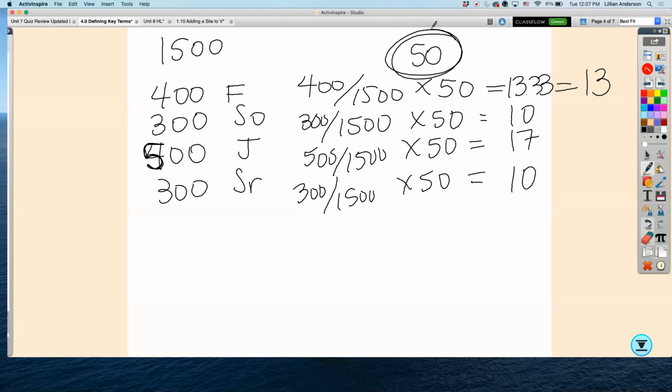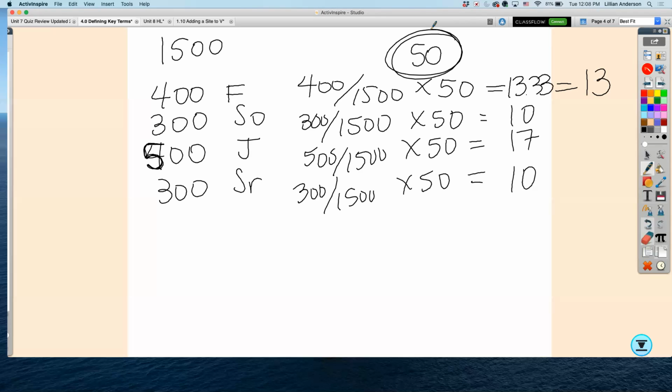50-person committee where each grade level is represented based off of the number of students that are in those respective classes. It would make sense that the juniors would have more representation because they make up more students out of each of the individual classes. Yes, sophomores and seniors would have the same amount because they have the same amount of students. That is what a stratified or quota sampling is.